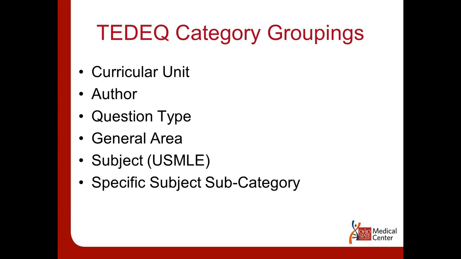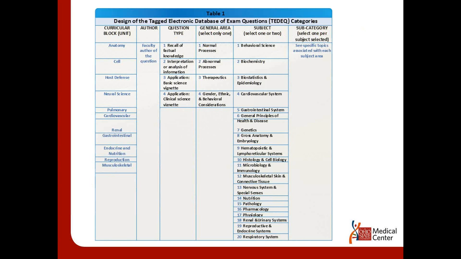And then we have specific subject subcategories. And again, this is another link to our licensure exam. For our specific subcategories, if we choose biochemistry, there's a group of subcategories that are linked to that. And we want to know what in biochemistry, on a little more granular level, we are assessing. And so here's a table of our categories. And you can see the different ones, and I described a lot of them before.